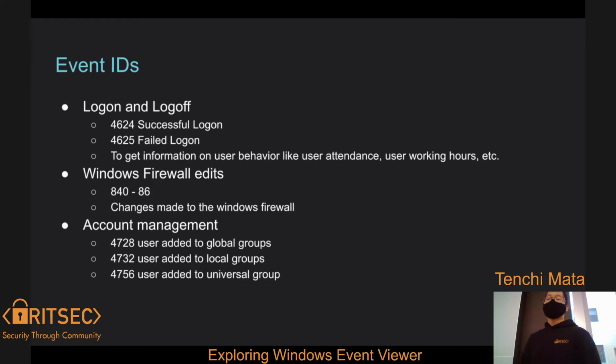Account management. This is probably good if you want to make sure that accounts are in the groups that they're supposed to be in. So 4728 is user added to global groups. That's going to be your big groups that are attributed to the operating system. So that's going to be administrators, remote desktop users, and administrators.